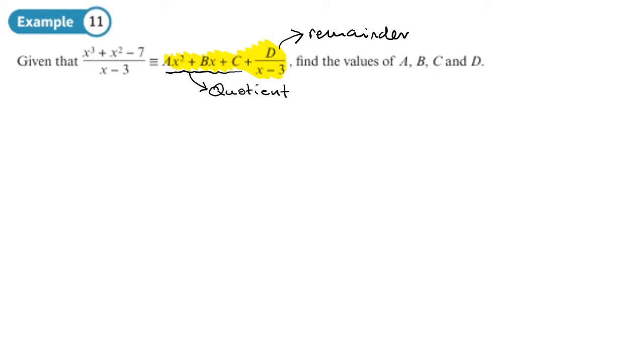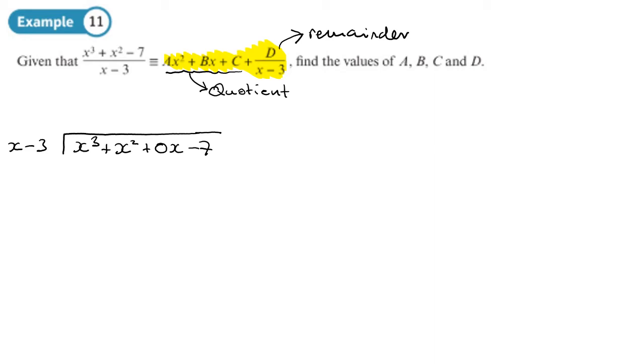So now we're going to do long division, because it is a division, isn't it? x minus 3, and that's the divisor. And we're dividing x cubed plus x squared. Now we need to write plus 0x minus 7. Okay, so let's have a go at this.